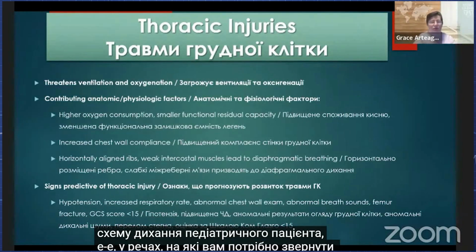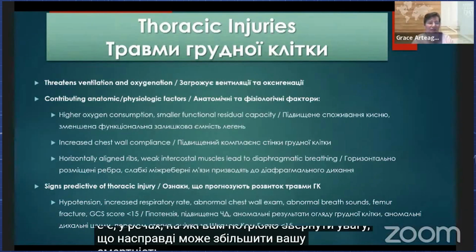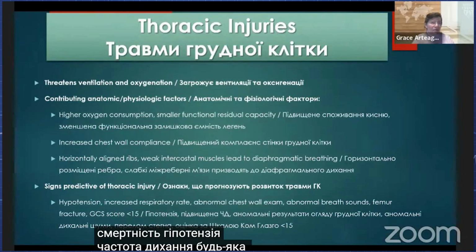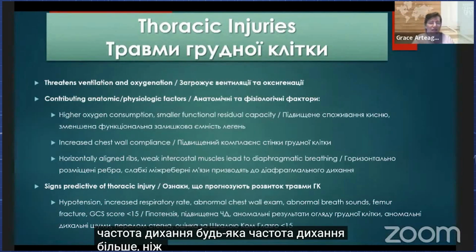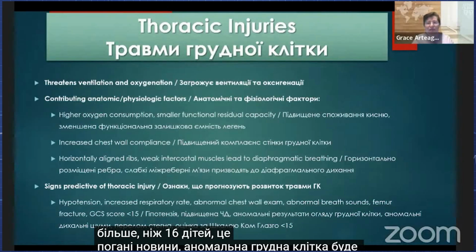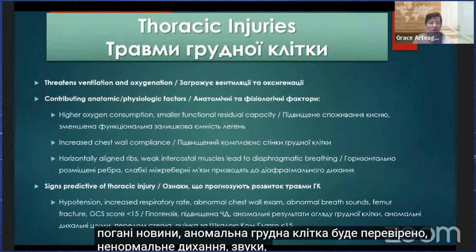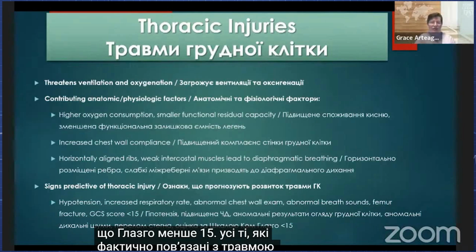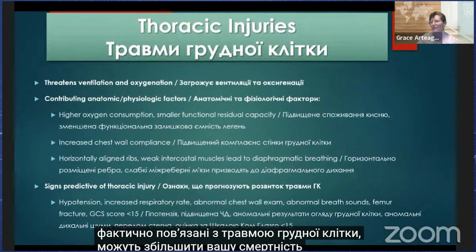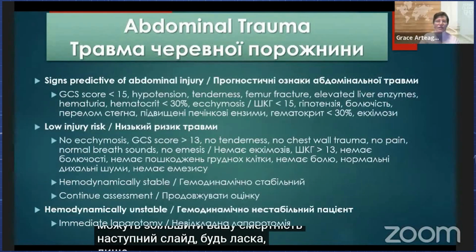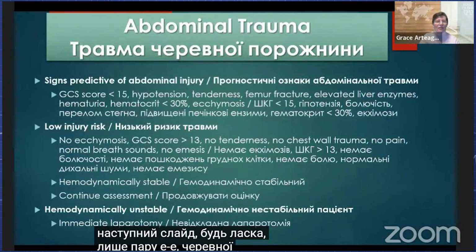And the things that you need to look for that can increase mortality: hypotension, a rapid respiratory rate. Any respiratory rate greater than 60 in children is bad news. Abnormal chest wall exam, abnormal breath sounds, femur fractures, Glasgow less than 15. All of those associated with thoracic injury can increase your mortality. Next slide, please.